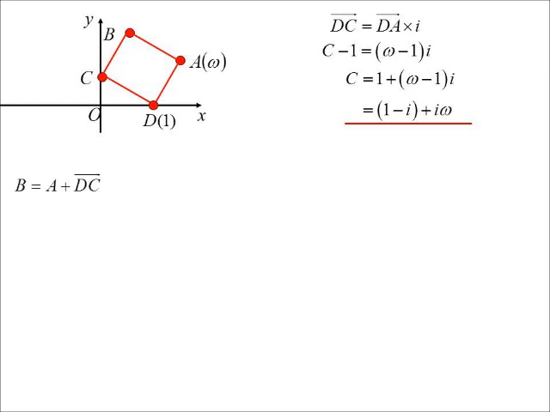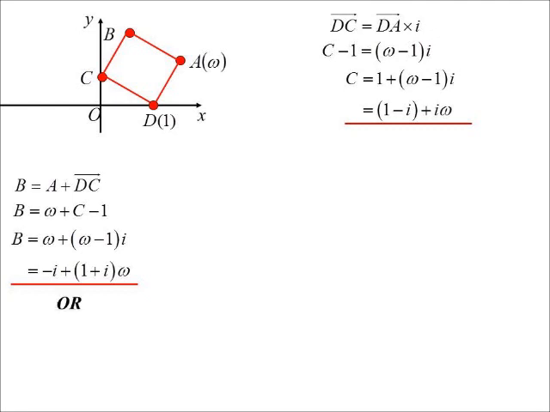So to get to the point B, I can start at the point A, and I'm going to add on the vector DC, because I could just slide that one up, and then I'd get to the point B. So the point B, I'll start at the point A, I'll add on the vector DC. Well, I know A is omega, DC is C minus 1. C we just worked out over there. So if I subtract the 1, add the omega, there's a value for B. That's one way I could have worked out B.